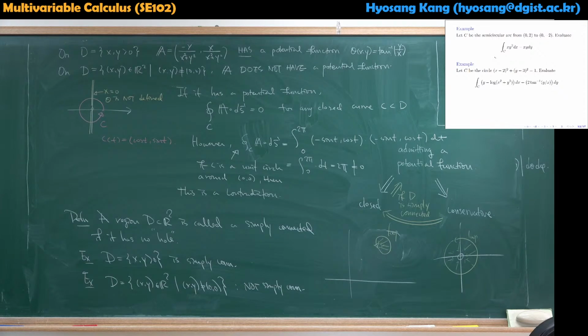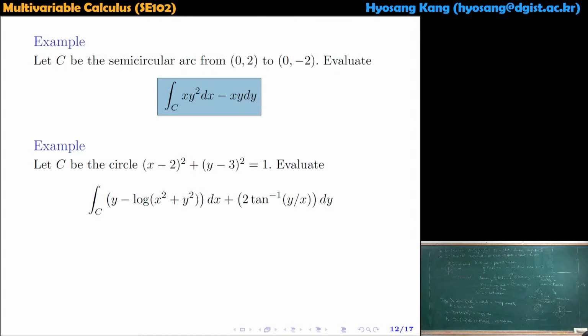This one is after we've done Green's theorem. But let's look at this example. We don't need Green's theorem to compute this. Here we have C as the semicircular arc from (0, 2) to (0, -2). I didn't say that it's the upper semicircle, but let's assume that this is the upper semicircular arc. So it's also counterclockwise.